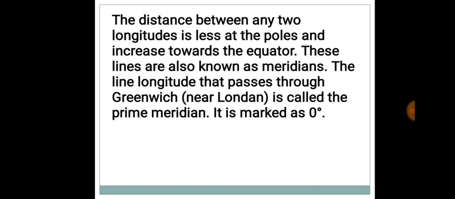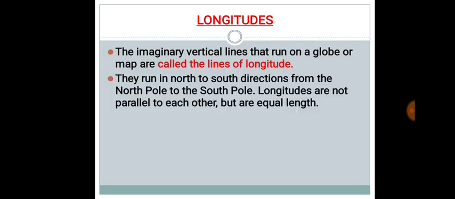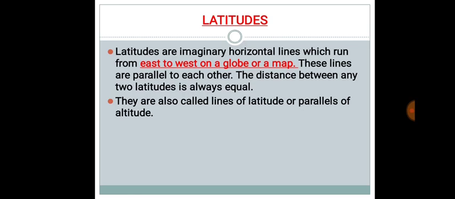So I hope you understand the longitudes. Longitude lines are another set of imaginary lines which help us to find the direction and reach our destinations. So both the lines, longitudes and latitudes, are imaginary lines which help us to reach our destinations. The longitude lines run from north to south, and the latitude lines run east to west. You have seen here east to west on a globe.